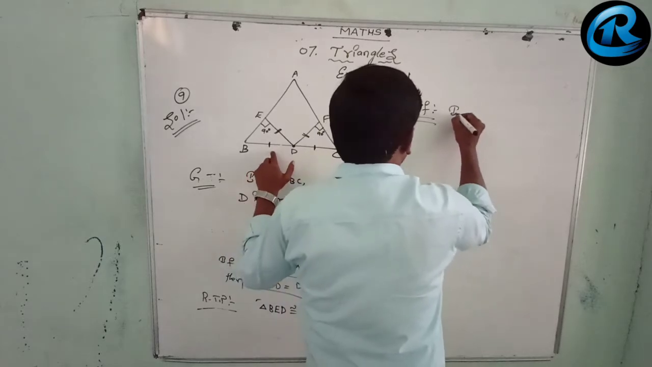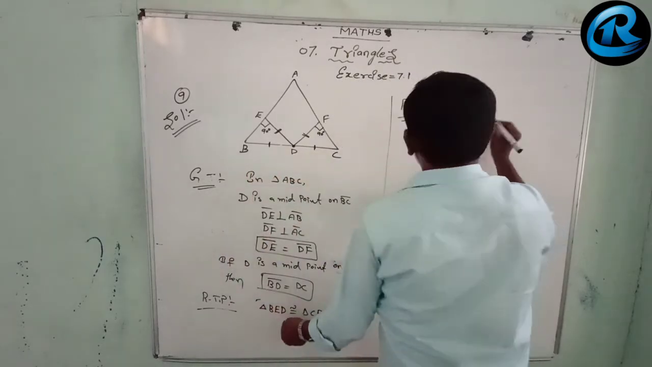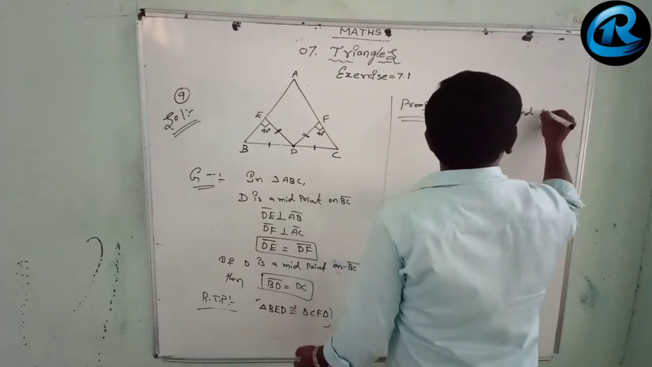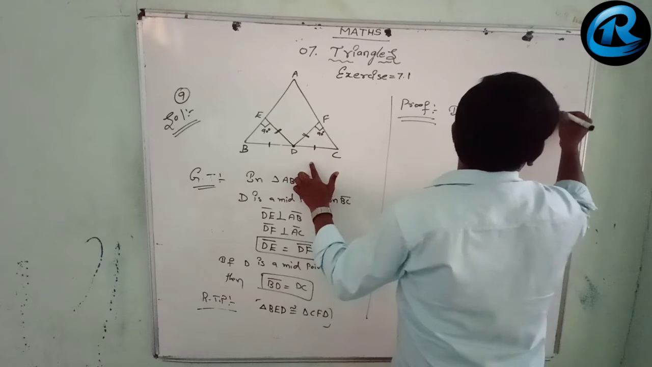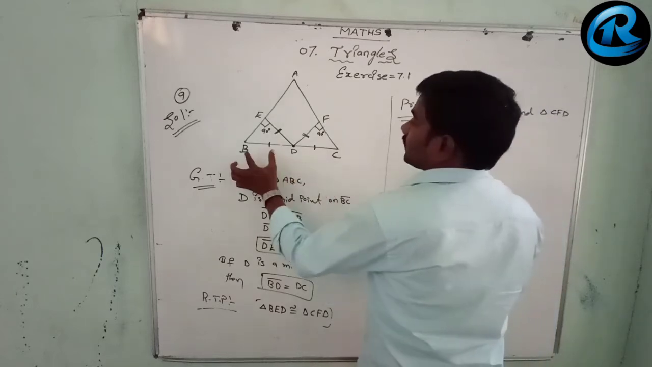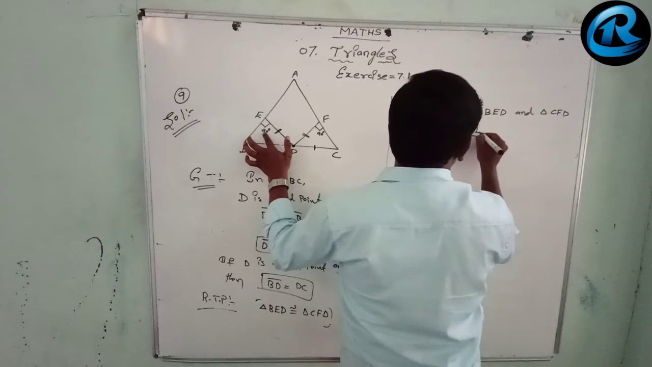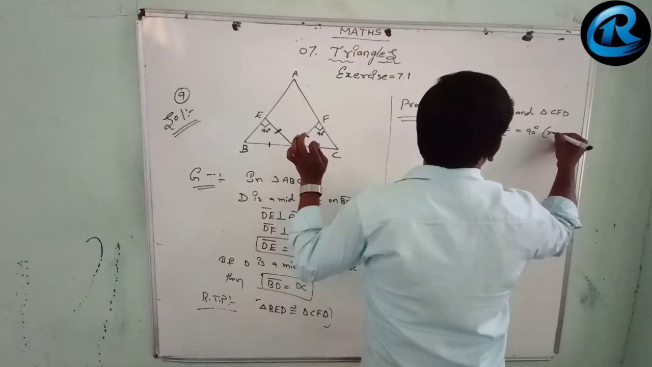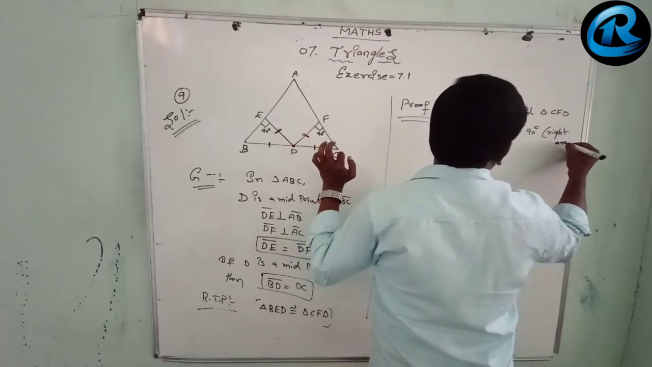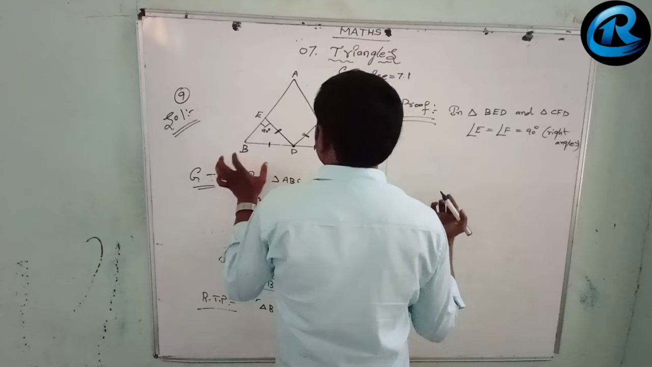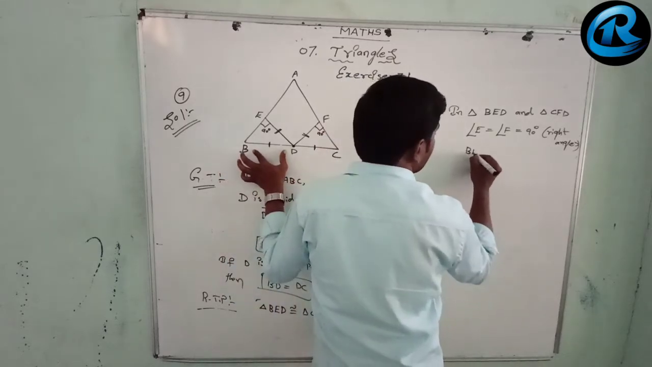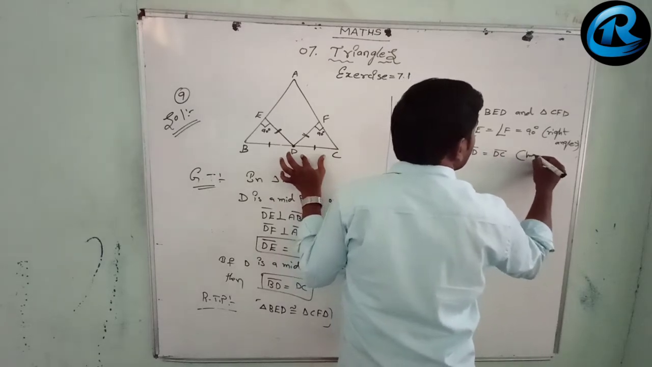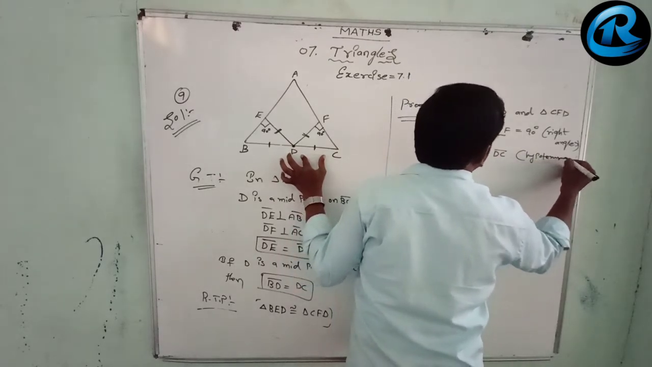Now let us write in triangle BED and the triangle CFD. In these two triangles, angle E equal to angle F equal to 90 degrees, right angles. Next, hypotenuse BD equal to DC. They are called hypotenuse sides.